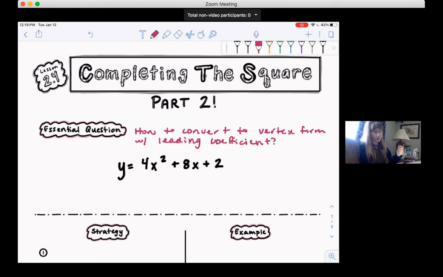So you might be asking, what is a leading coefficient? A coefficient is a number in front of a variable, right? And the leading coefficient is the first one, or the one that's in front of x squared in particular. So the 4 there is the leading coefficient.